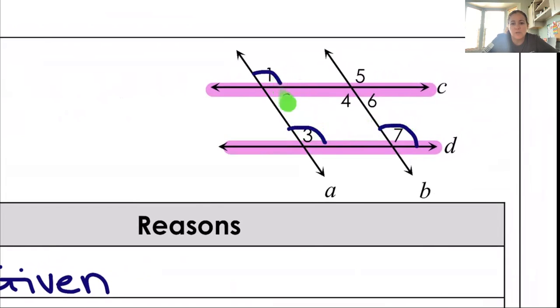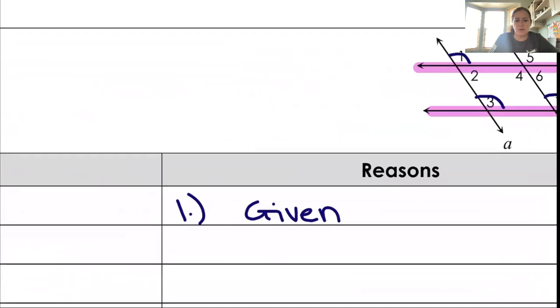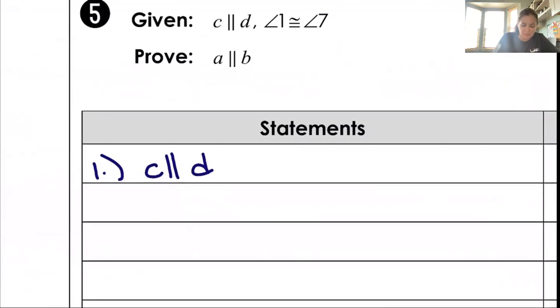If I can say 1 is congruent to 3, which is what I'm going to say next, we already know 1 is congruent to 7 because it's given. So using your transitive property, you can then say that 3 is congruent to 7. And once I know 3 is congruent to 7, then I can say my other lines are parallel. That's not the only way to do this problem, so keep that in mind.